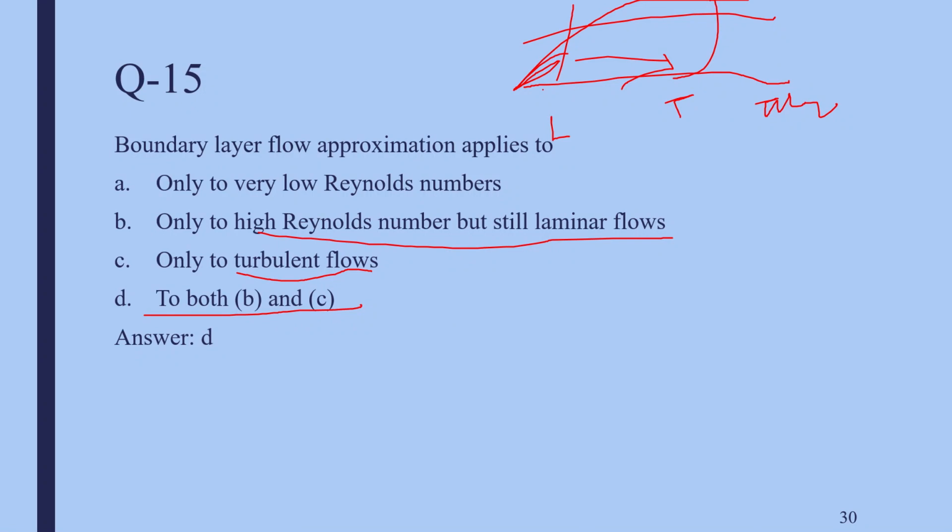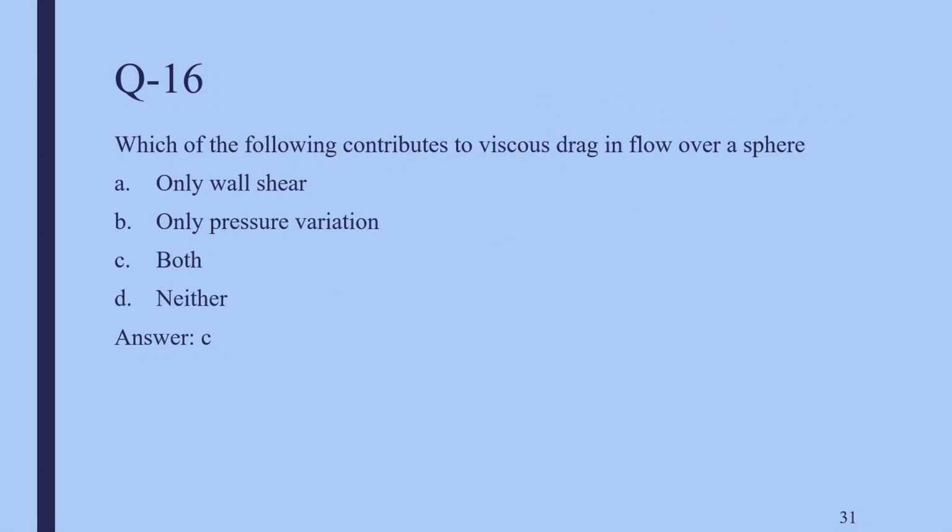Now we'll go to question 16. In question 16, which of the following contributes to viscous drag in flow over a sphere? Consider a sphere, and the fluid is flowing over it. What are the contributions to the viscous drag? Wall shear contributes and pressure variation also contributes.